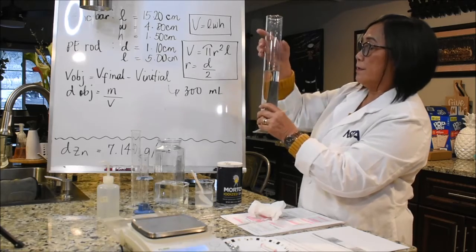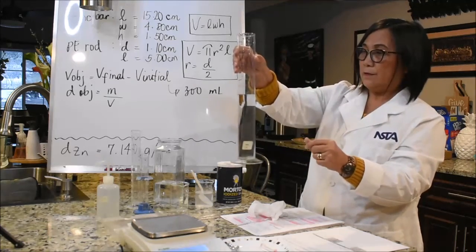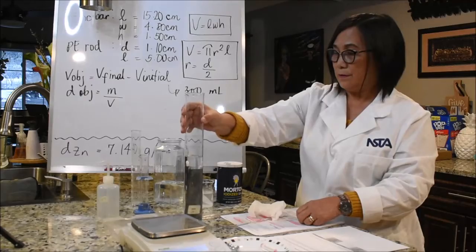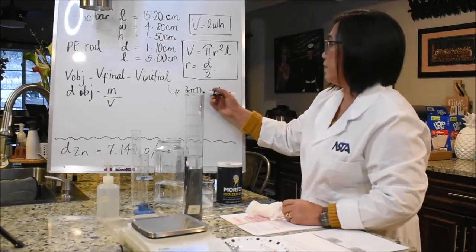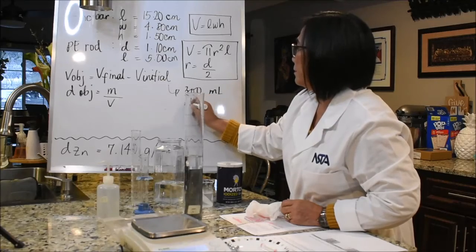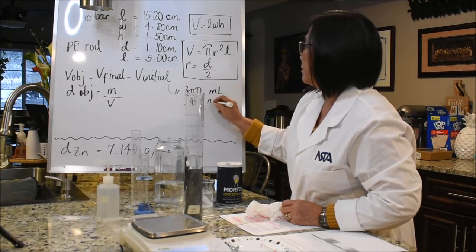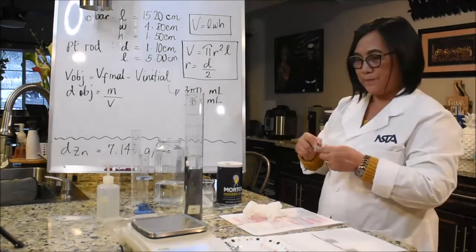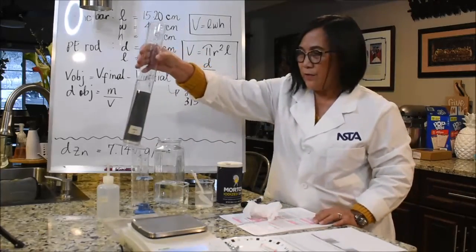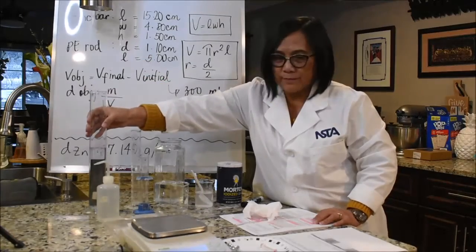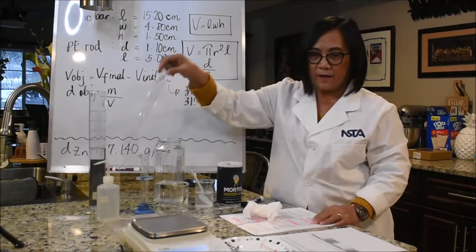315. So our final volume is 315 ml. Okay. All right. Now we will do the same procedure for our bolt and our PE.